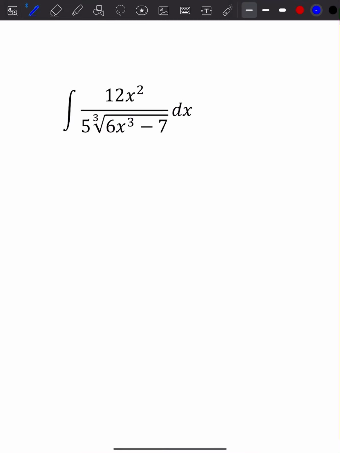Okay, we have one last problem here. We have the integral of 12x squared divided by 5 times the cubed root of 6x cubed minus 7. So the first thing that I'm going to do is get rid of the thing that looks the worst to me. That is 6x cubed minus 7, the thing that's in the cubed root. So u equals 6x cubed minus 7. Take the derivative of both sides.